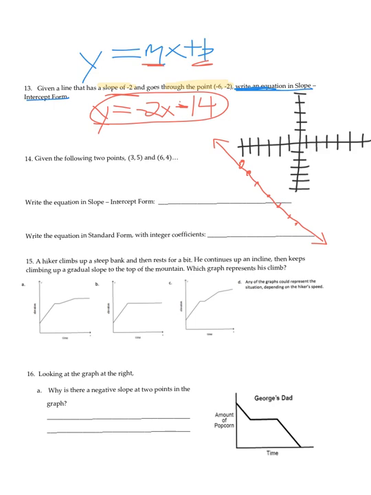Problem 14 is a similar concept. Your goal is still to write an equation, and it's writing it in slope-intercept form. So we're going to have y equals mx plus b again. So I think it's pretty easy to locate these 2 points, take a look at the line, and see what the equation is. 1, 2, 3, 5 is up here, and 6, 4 is over here. So your line looks like that.